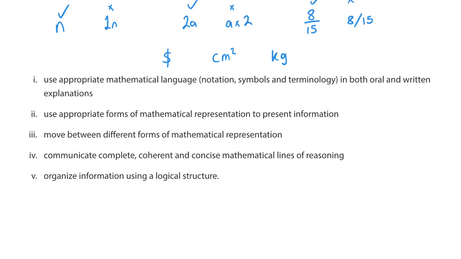So tables should have well-defined columns and rows with headings. Axes should be labelled and have a consistent scale. Graphs might need keys, and diagrams might need figure labels to make it clear what they are showing. The fourth strand talks about clear reasoning.